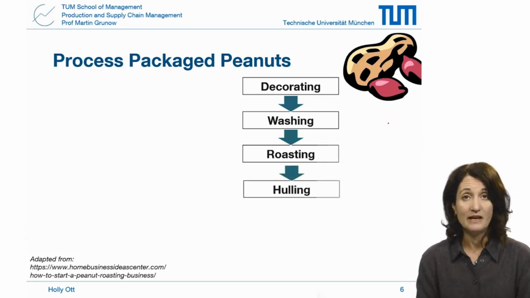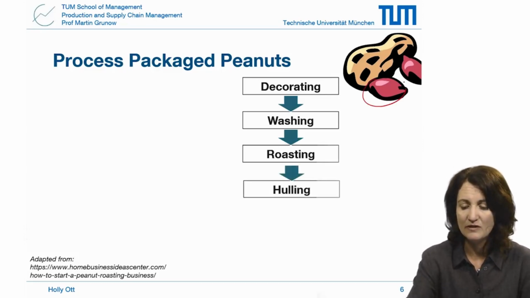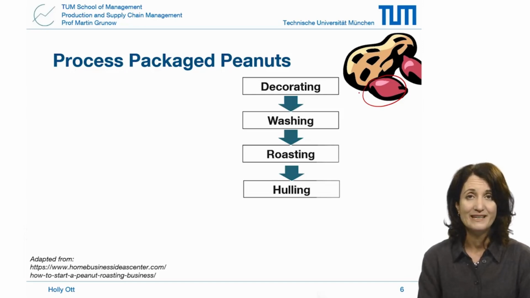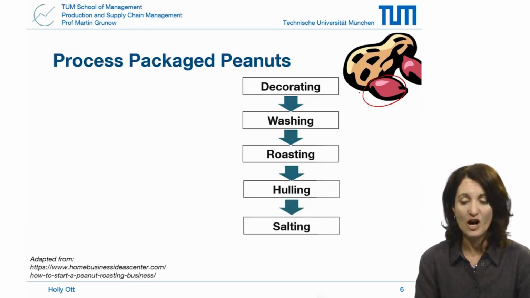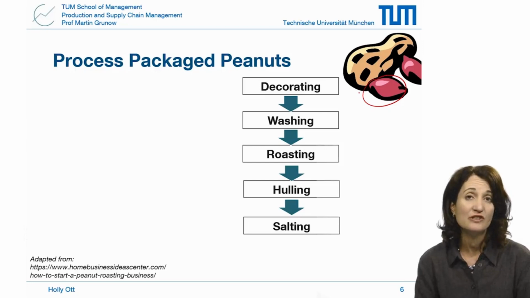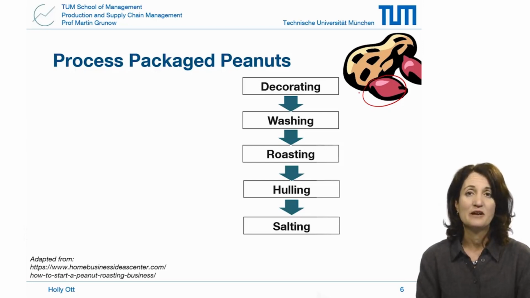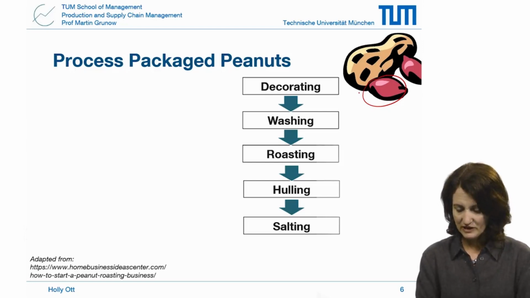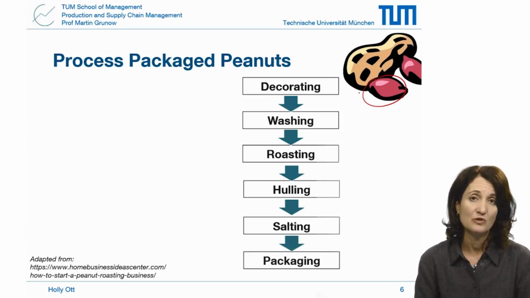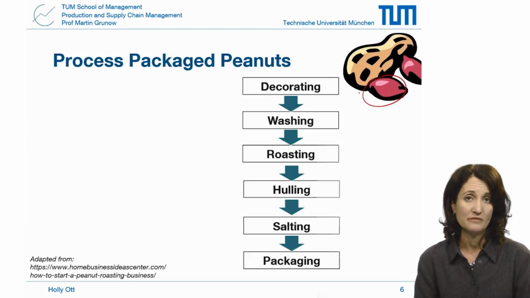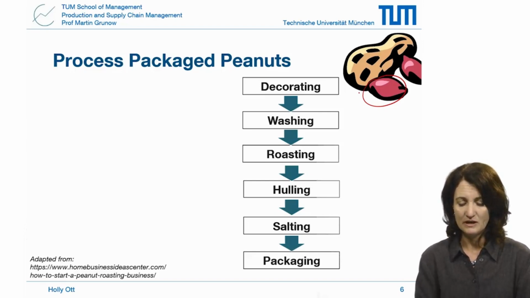The next step would be the hulling. So this is then to get rid of this red sort of skin in the peanut. And then you would do the salting. And actually salting is fairly complicated, but let's just say we're going to sprinkle salt over our roasted peanuts. And at that point, you're done and you can package them up. So this is important. You want to put them into your pouches so that they're airtight. You want to make sure there's no moisture, so that you can then sell them and they will have a long shelf life.